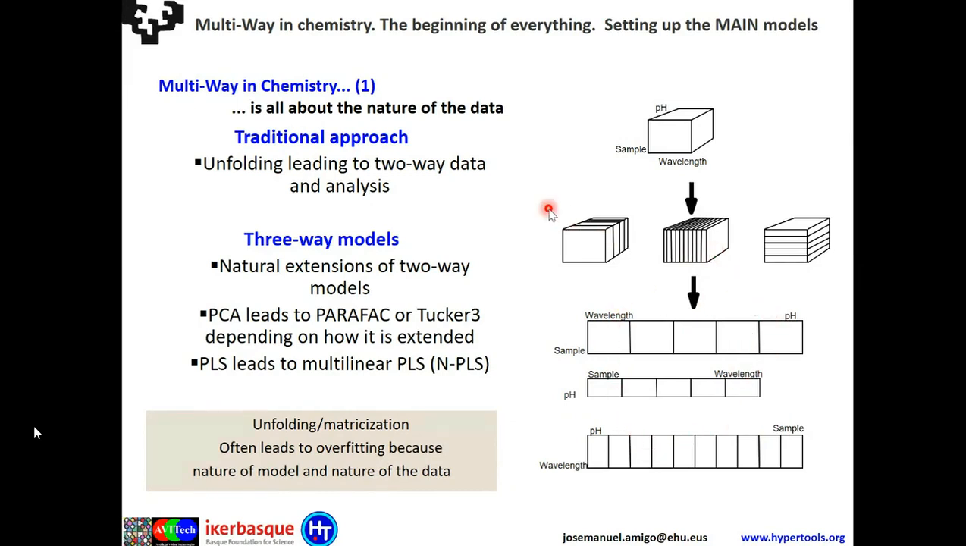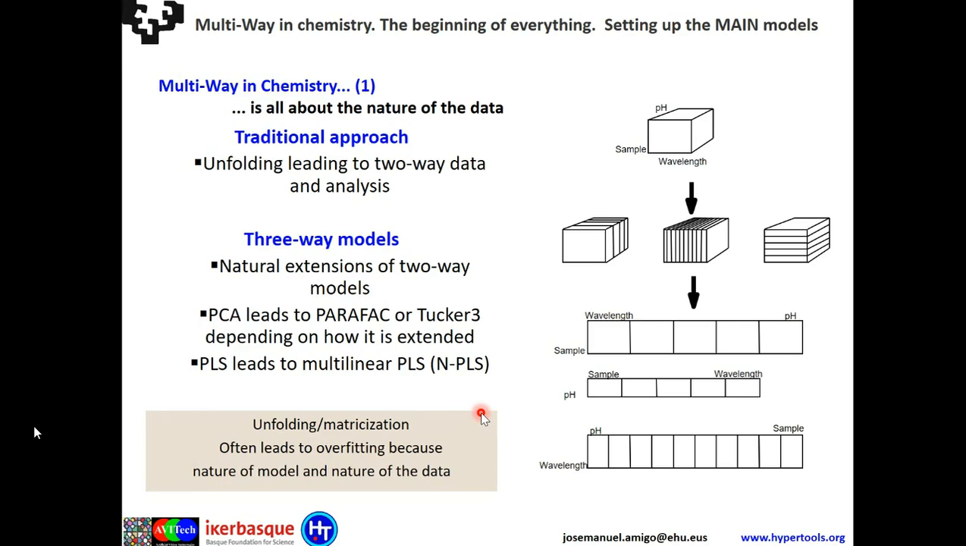Okay, so instead of using these approaches, for many years there have been approaches that deal with this three-way array directly. Okay, because unfolding is breaking the natural behavior of the data, and it also leads, in certain cases, to overfitting of your models.